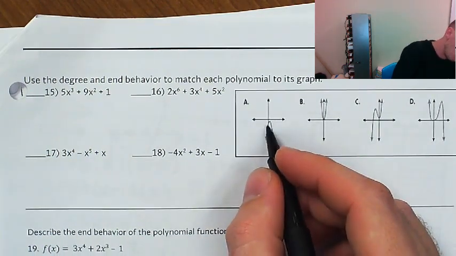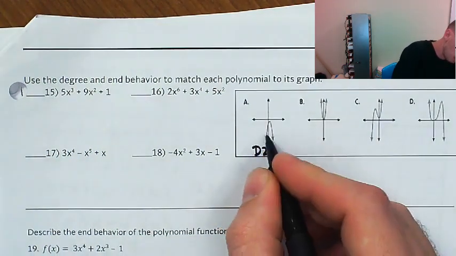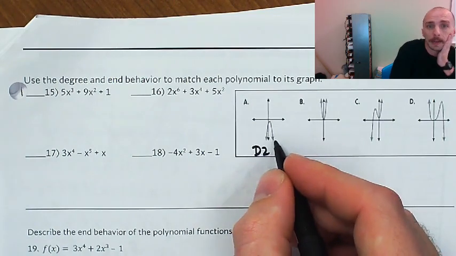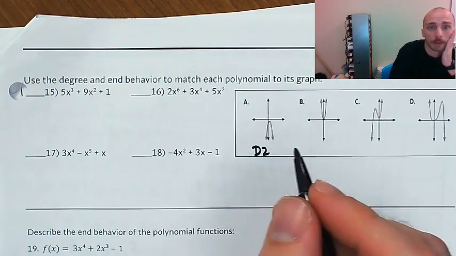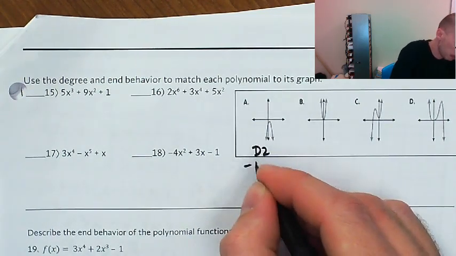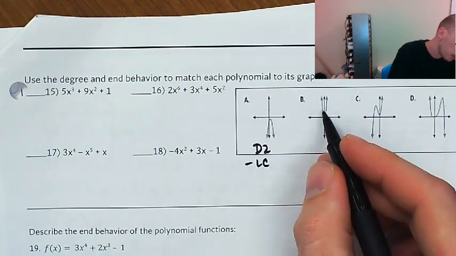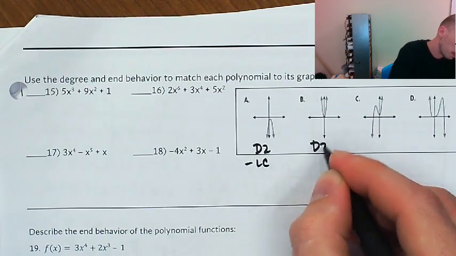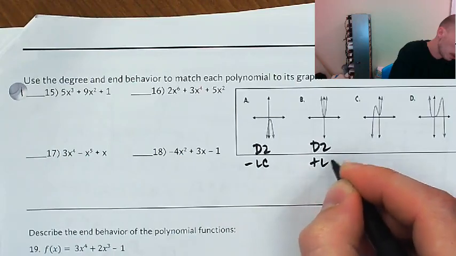Okay, so this looks like degree 2 with a negative leading coefficient, because one turning around spot and both the arrows are going down, so that there's evidence of a negative leading coefficient. Okay, this looks like degree 2 with a positive leading coefficient, because it's an upward facing parabola.